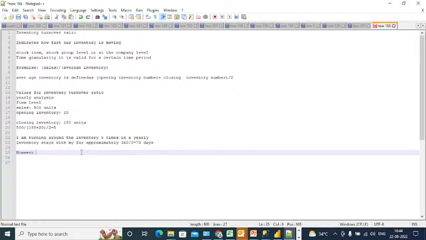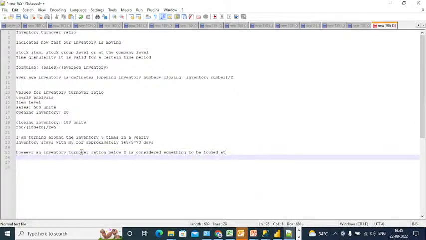However, an inventory turnover ratio below 2 is considered inefficient inventory valuation, right? It's considered something to be looked at. So that is what it comes out to.